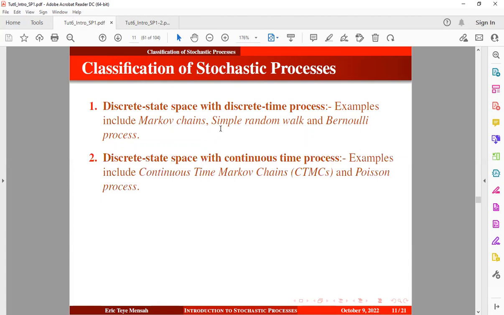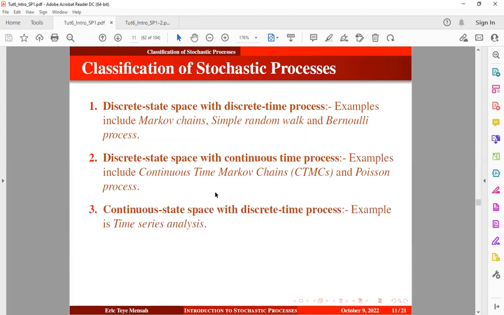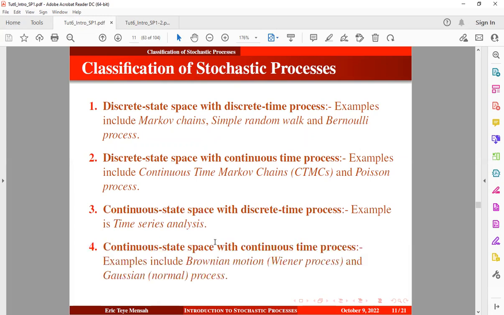The second classification is a discrete state space with continuous time process, and examples include continuous time Markov chains and the Poisson process. The third classification is continuous state space with discrete time process. An example is the time series analysis. And the last classification is a continuous state space with continuous time process. Examples include the Brownian motion or the Wiener process, and the Gaussian process. So we'll take a look at all these classifications one after the other in our subsequent tutorials.